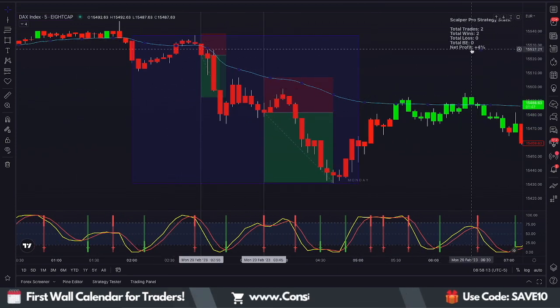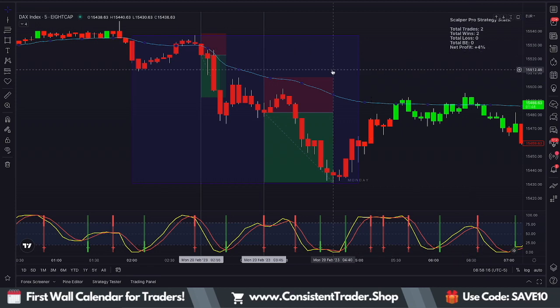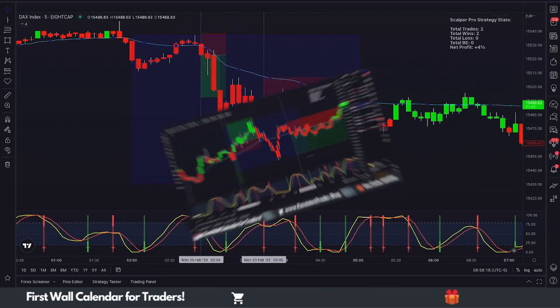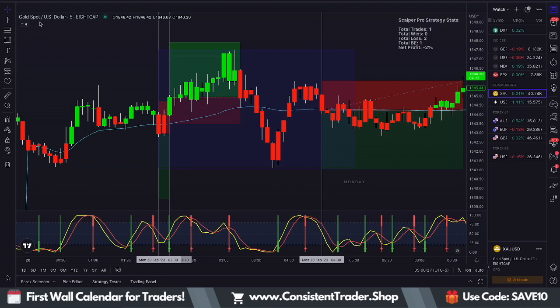Ending up with a total net profit of plus 4% on the German 30 DAX index. So let's move over to the commodities. Now we're going to be looking at the gold chart right here, also on a 5-minute time frame based on the 8-cap broker that I'm using.